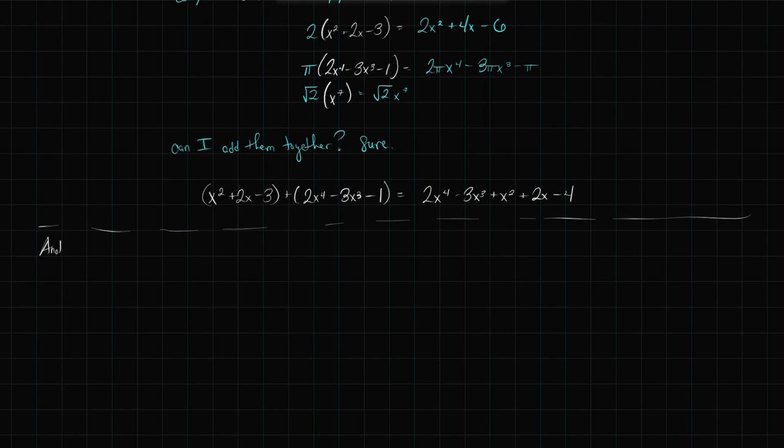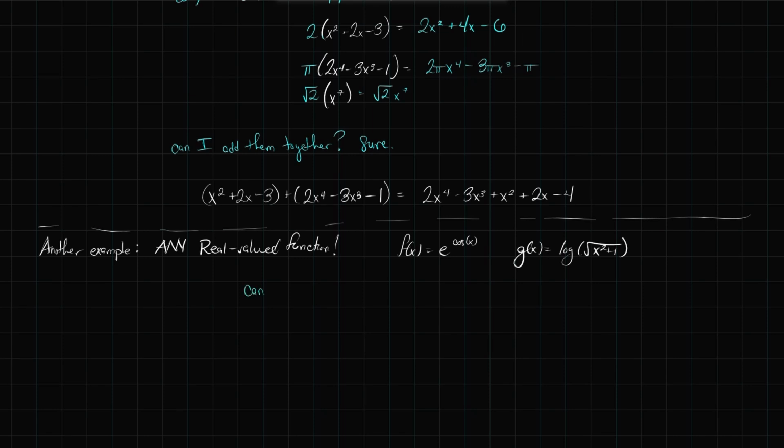Another example. Any real valued function. So, f of x equals e to the cosine x. g of x equals log root x squared plus 1. Can I multiply those by a real number? Definitely. Sure. Or a complex number, of course, but let's just do a real number. Well, 6 times f would just be 6 e to the cosine x. Negative 17 times g would just be negative 17 log root x squared plus 1.